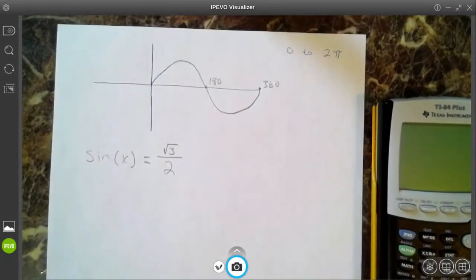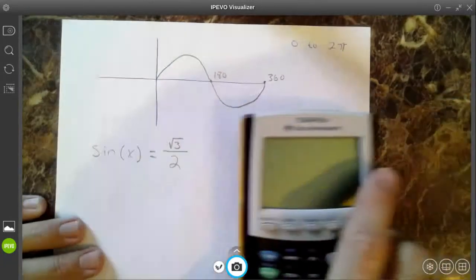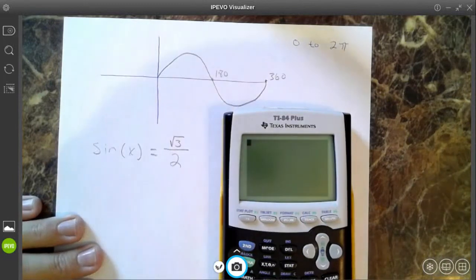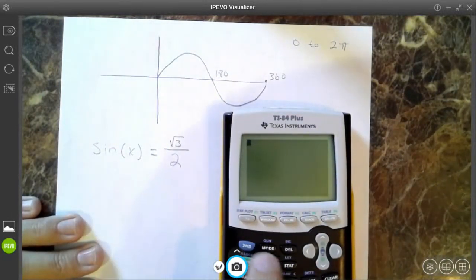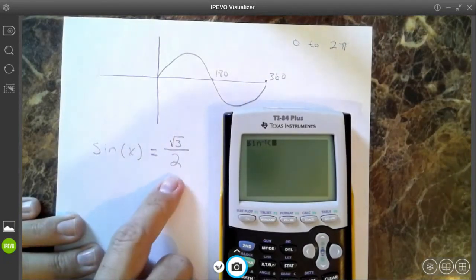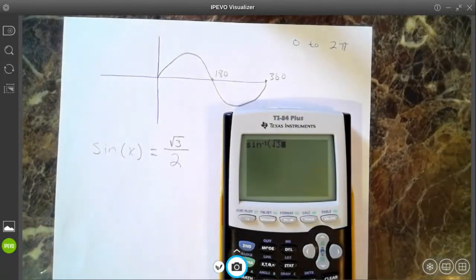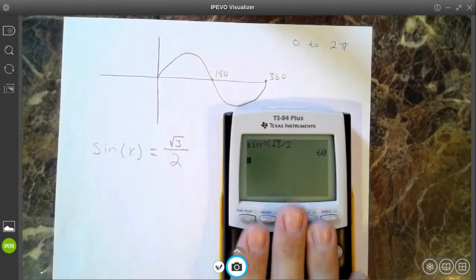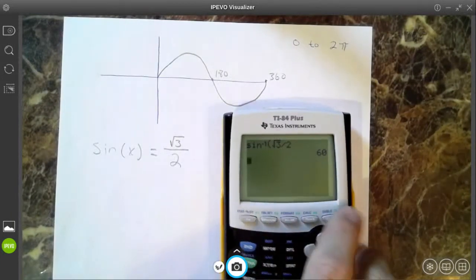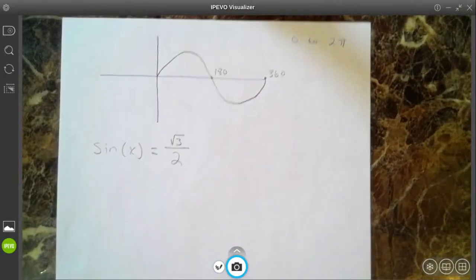All right. So if you were using your calculator to answer this, you could just do the inverse sine of the square root of 3 over 2. And that would give you 60 degrees. And that is one of your answers. But there's two main answers that we want to get. And this really isn't the best way to do this. This is only picking up on a very little sliver of the answers.